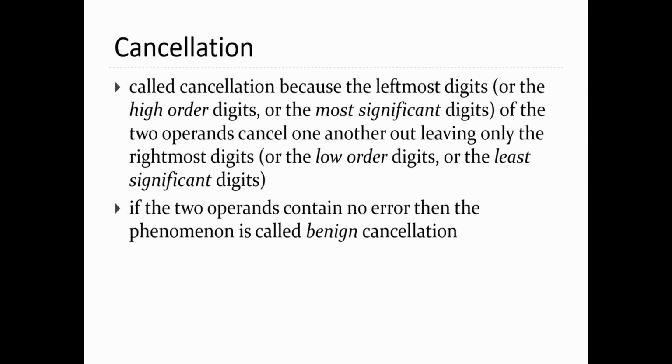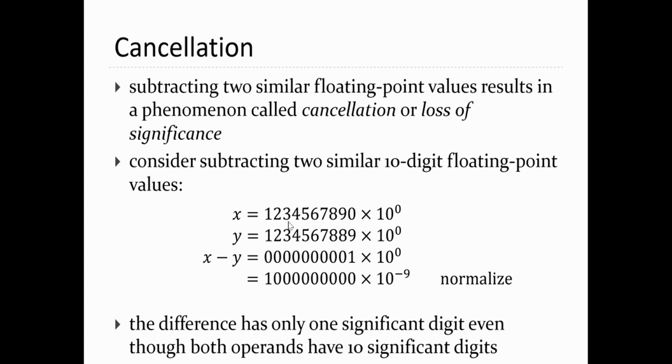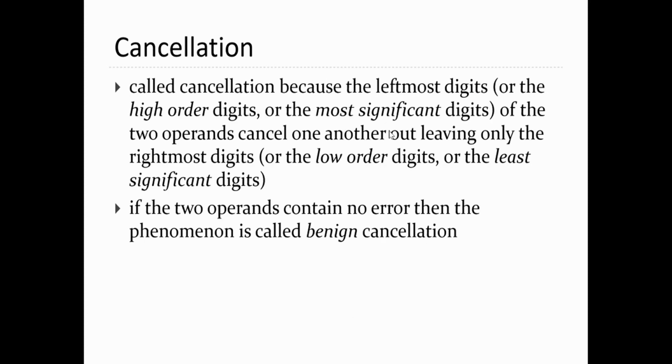So this phenomenon is called cancellation. Why is it called cancellation? Because I've got 10 significant digits here, 10 significant digits here, compute the answer, and then all of the digits in front become insignificant. So you now have an answer that only has one significant digit. We say that the leftmost digits, or the high order digits, or the most significant digits of the operands cancel one another out, leaving only the rightmost digits.